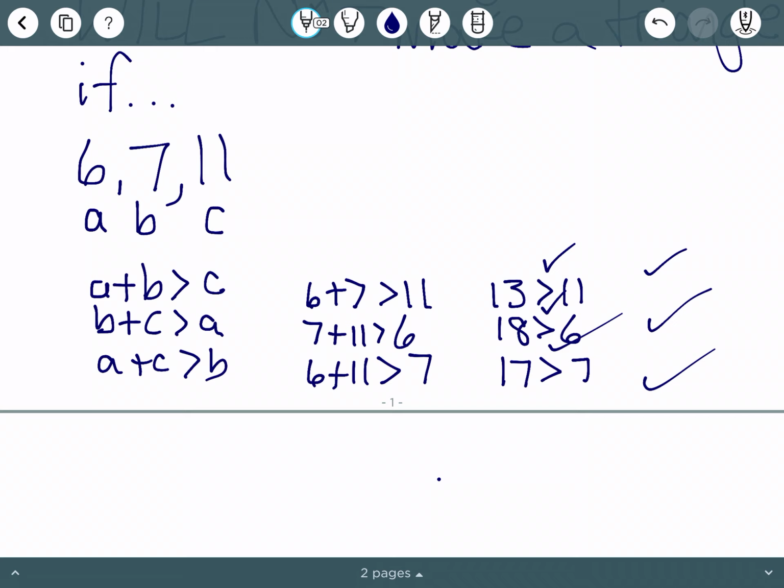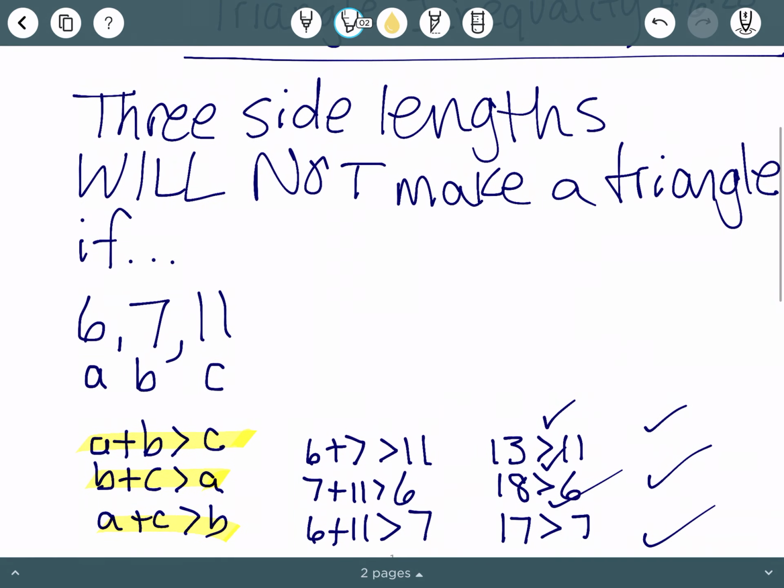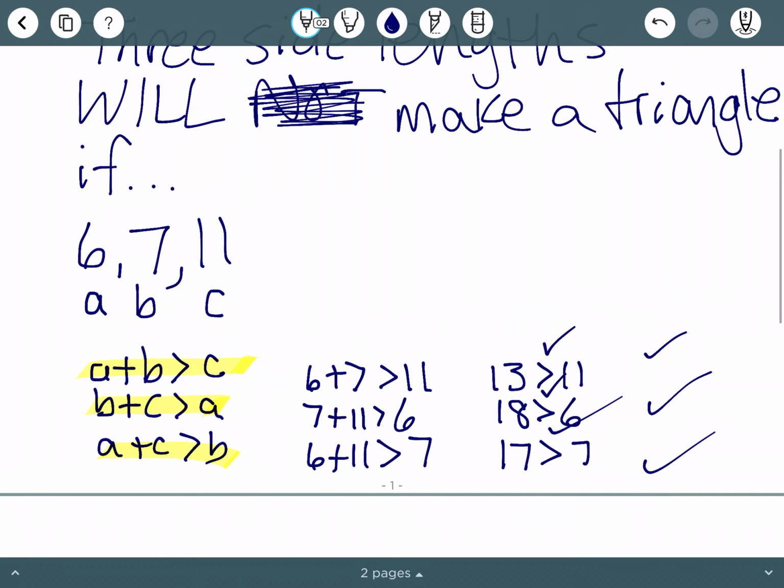So in this case, under these circumstances, yes, any two of those sides that we chose added together are greater than the third. So this is when we're going to go ahead and cross this out. This is when three side lengths will make a triangle, if any two sides added together is longer than that third side.